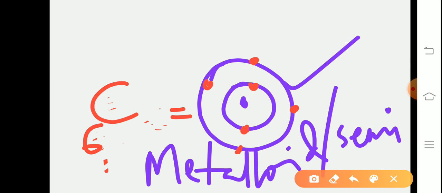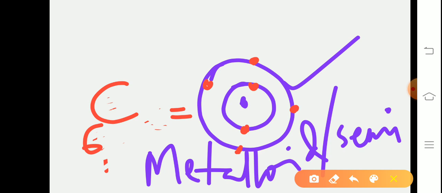Metalloid means an element that contains some metallic properties as well as non-metallic properties. Not completely metal, not completely non-metal. That's why it is called a metalloid. But how can we identify it? By looking at the periodic table.